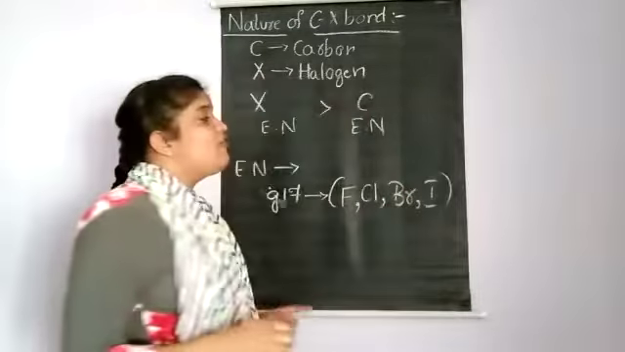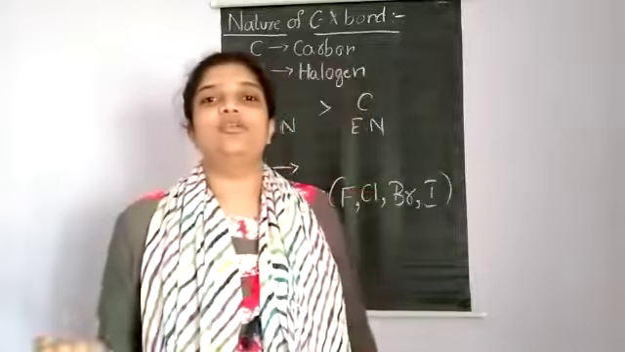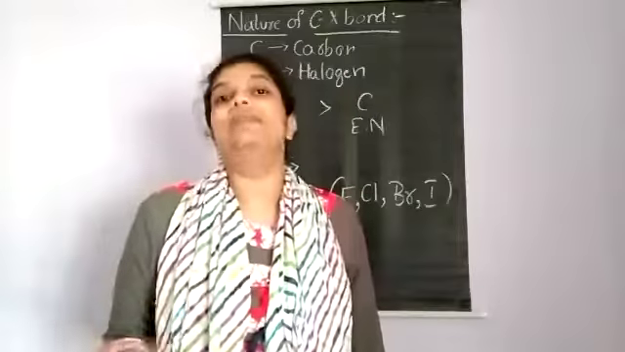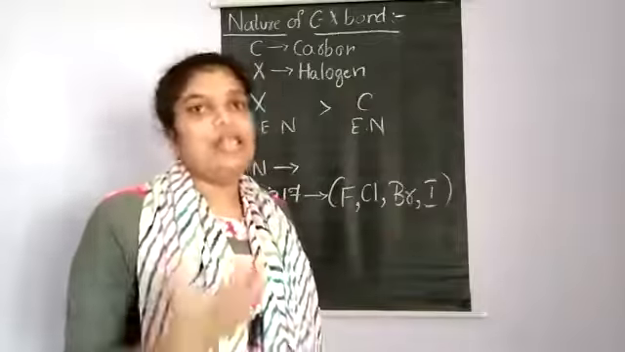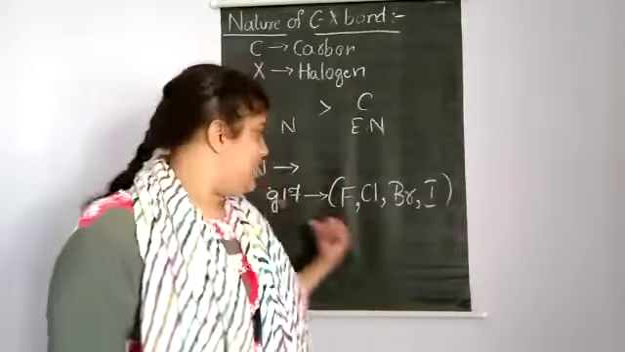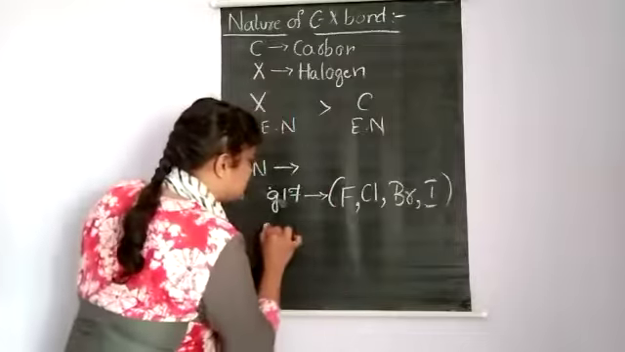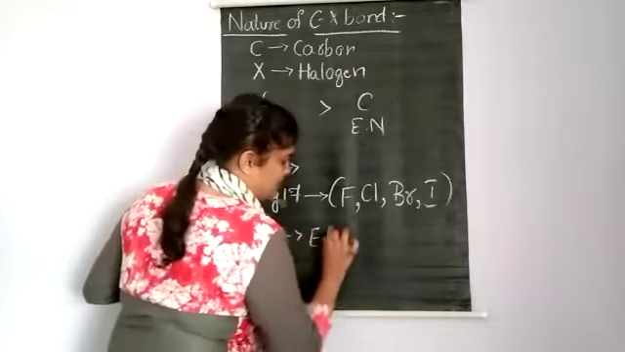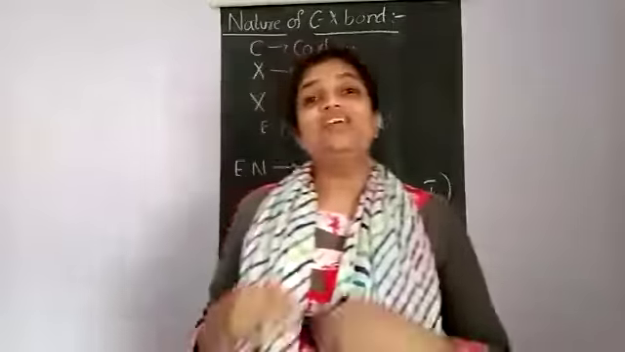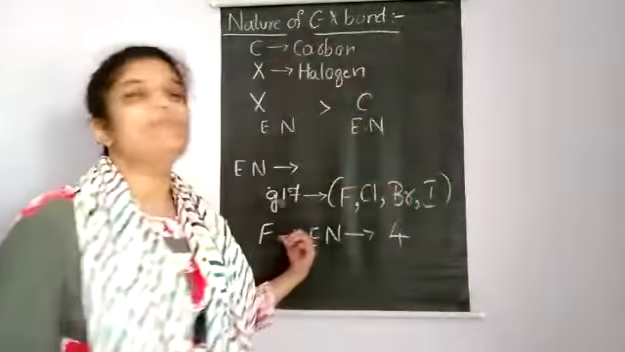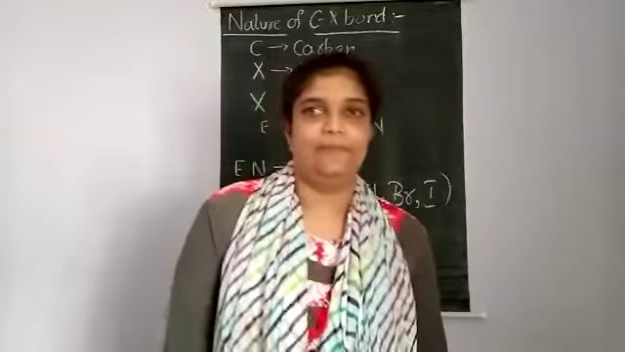These elements have very high electronegativity because by taking one electron they get an octet structure and stability increases. So these elements are very powerful electron withdrawing groups. In the whole periodic table, fluorine is considered to have the highest electronegativity, and the value is 4.